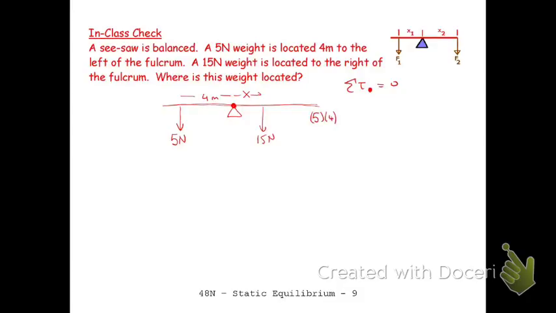So then we say, well, the sum of the torques: we're going to have 5 times 4, and that's going to tend to make it go in a counterclockwise direction, which is positive, added to 15 times x, and that's going to tend to make it go in a clockwise direction, which is negative, equals 0.